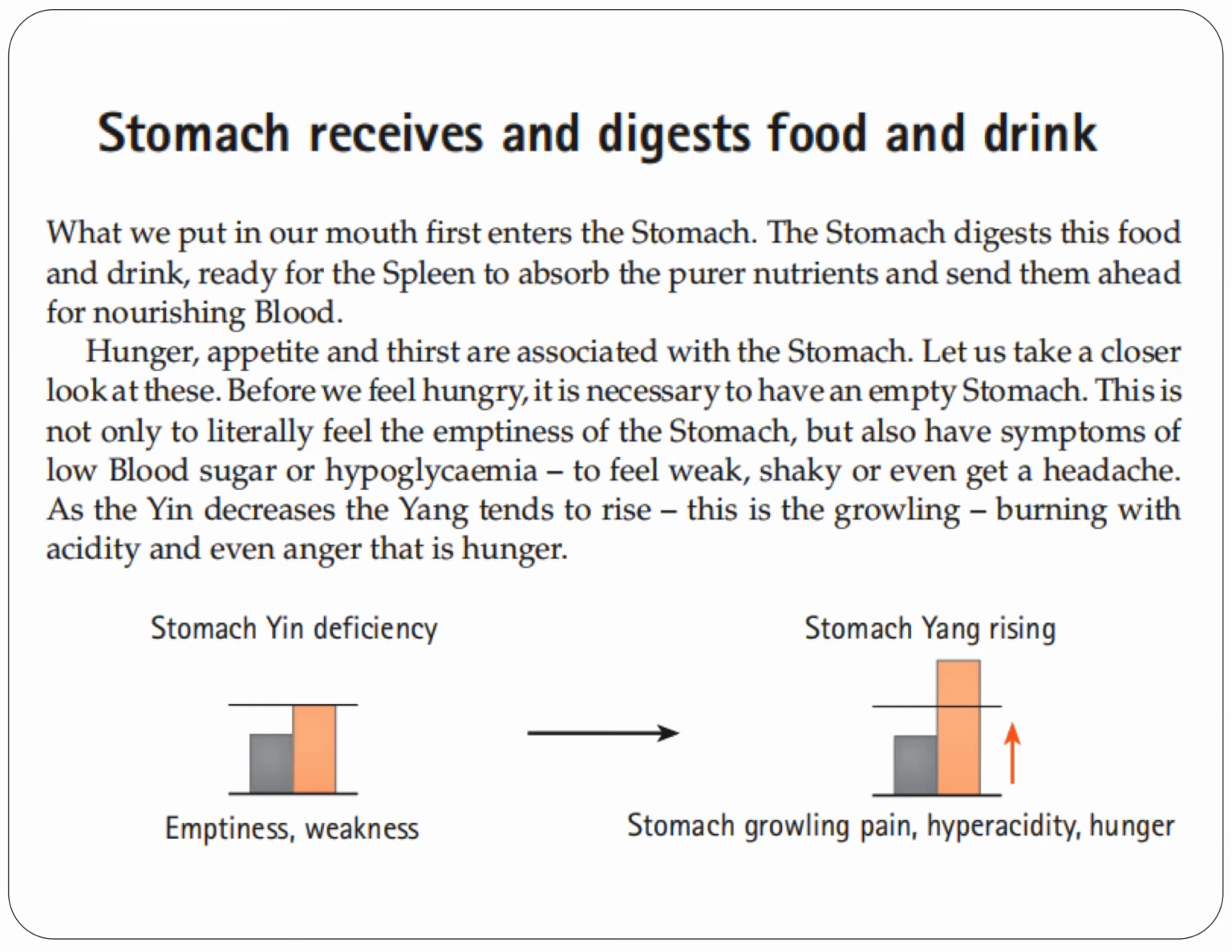Let us take a closer look at this. Before we feel hungry, it is necessary to have an empty stomach. This is not only to literally feel the emptiness of the stomach, but also have symptoms of low blood sugar, or hypoglycemia. To feel weak, shaky, or even get a headache. As the yin decreases, the yang tends to rise. This is the growling, burning with acidity, and even the anger that is hunger.